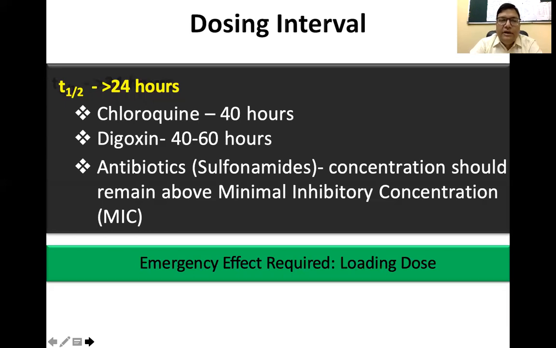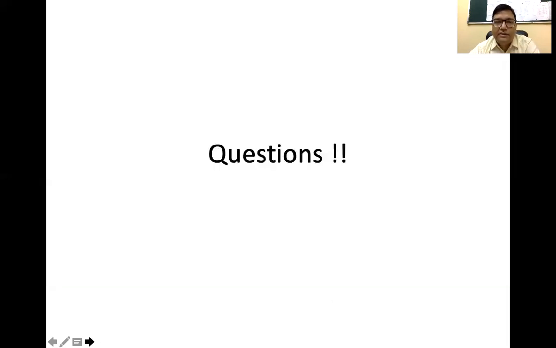For drugs which have a T half of more than 24 hours, such as chloroquine, 40 hours, digoxin, 40 to 60 hours, or antibiotics whose concentration should be maintained above the minimal inhibitory concentration, we give the drug as a loading dose, followed by the maintenance dose. So that was all about drug dosing. Thank you very much.